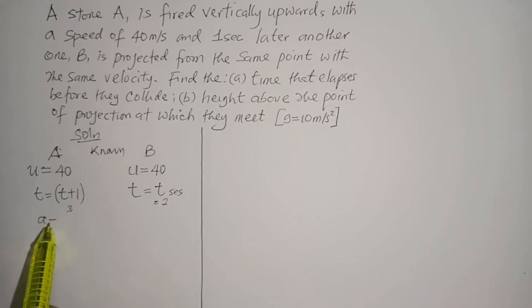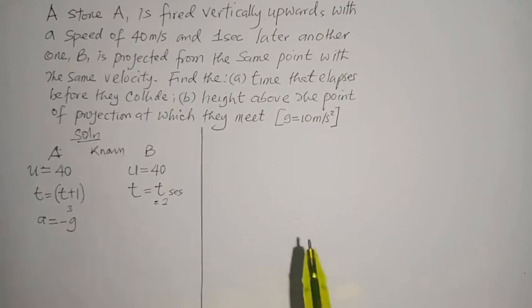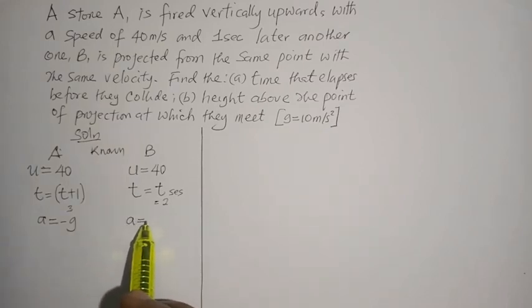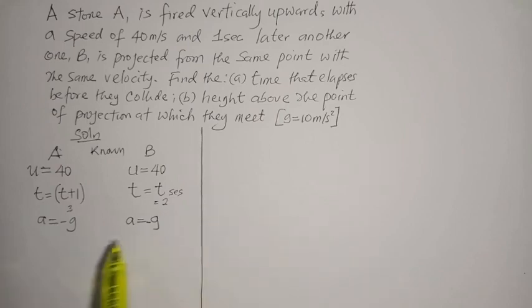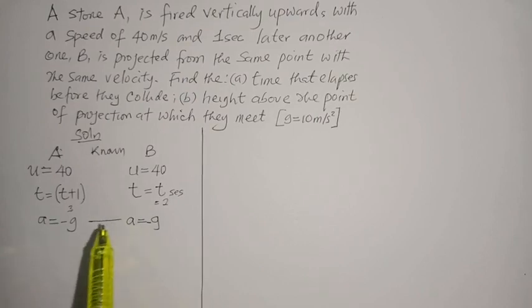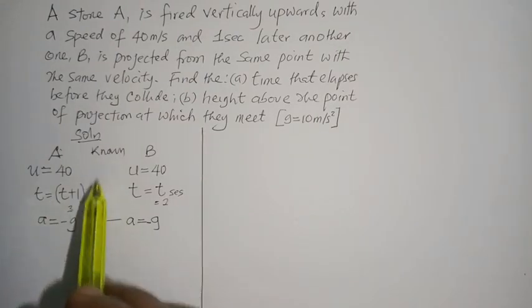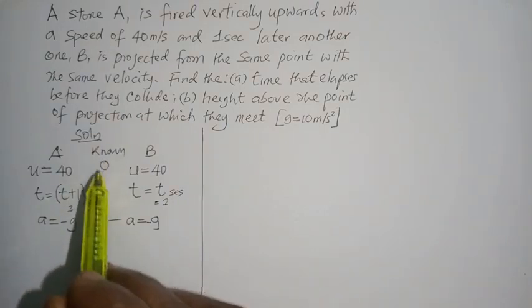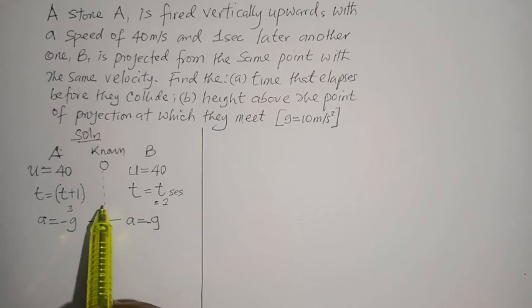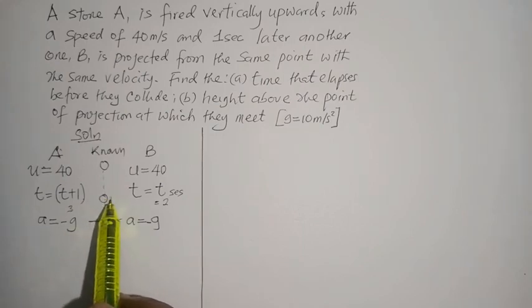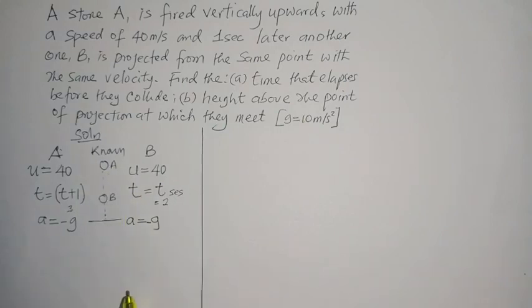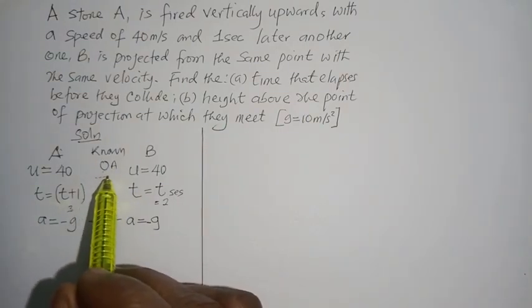Now the acceleration of both will be negative g, and we have been told that g should be taken as 10 meters per second squared. That of the second stone is also negative g because we are taking the upward speed as positive. Now, let me just draw this. Let's say this is stone A fired vertically upward. Let's say it has got to a point such as this, and then after a second, stone B is projected vertically upward.